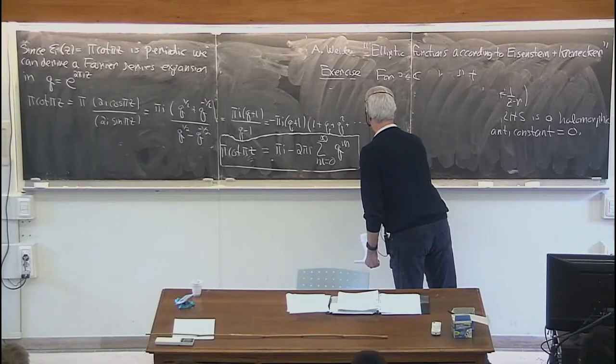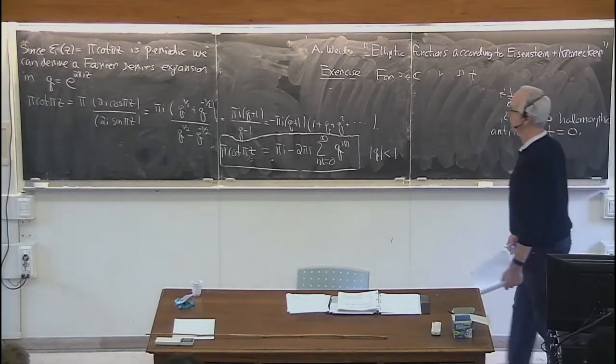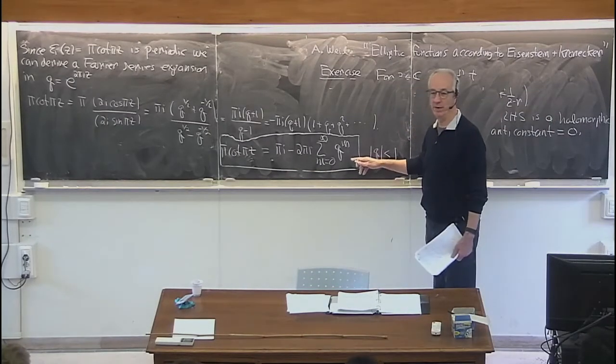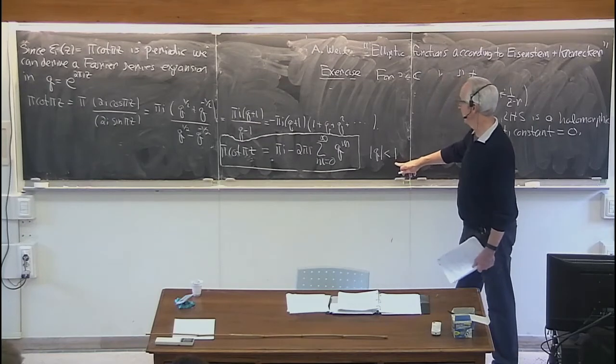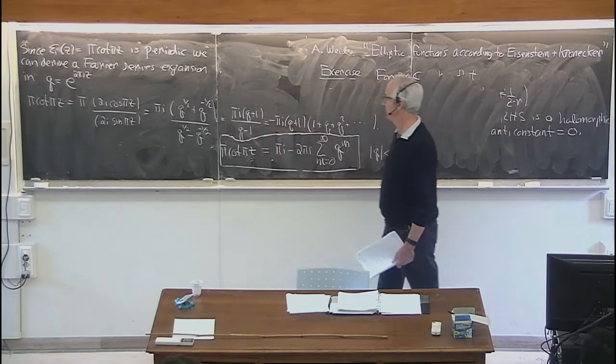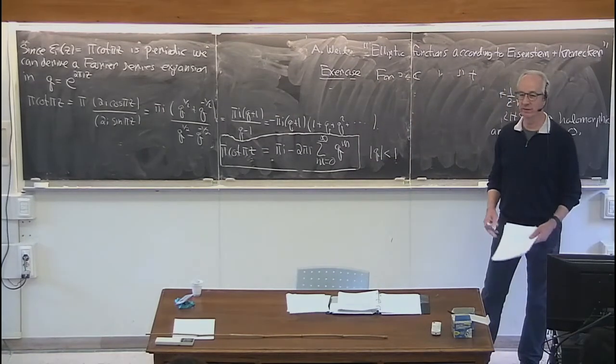So that's a Fourier expansion. This assumes that the magnitude of q is less than 1. So in particular, this expansion does not apply at z equals 0, where there's a pole, because q is equal to 1 there. But as long as q has magnitude less than 1, then this is a legitimate expansion. And this gives us a Fourier series decomposition of this cotangent function.